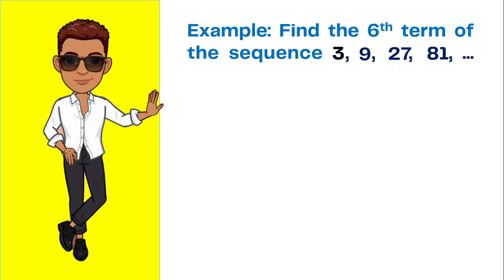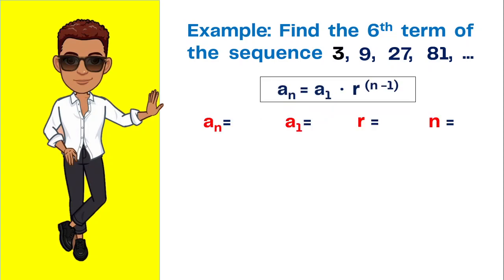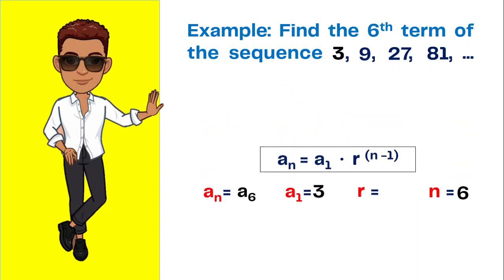Let's have an example. Find the sixth term of the sequence 3, 9, 27, 81, and so on. Using the formula, we'll substitute the terms where a sub n is equal to a sub 6, a sub 1 is equal to 3, and n is equal to 6. And because we don't have r yet, we'll first solve the common ratio of the sequence. So we'll do the same process. Divide the second term by the first, third by the second, and so on.